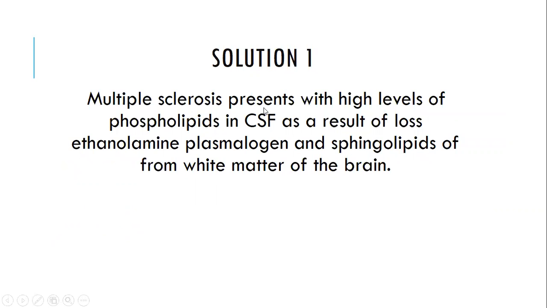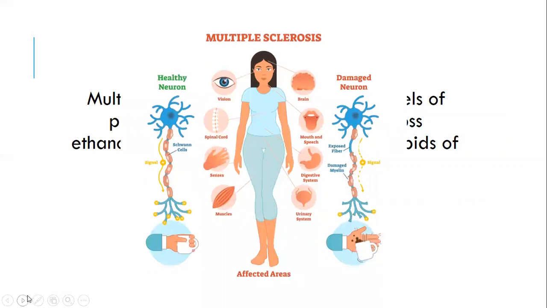Multiple sclerosis presents with high levels of phospholipids in the CSF as a result of loss of ethanolamine plasmalogen and sphingolipids of the white matter of the brain. So that is the reason why you had high content of phospholipids in the cerebrospinal fluid. Now, here are the common symptoms of multiple sclerosis. You will have deteriorated vision, spinal cord problems, low sensations, muscular problems, malfunction in urinary control and the digestive system, slurred mouth and speech, and then brain-related cognitive problems.